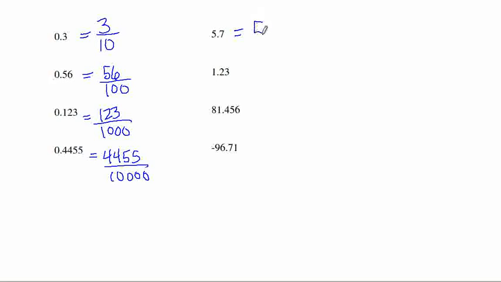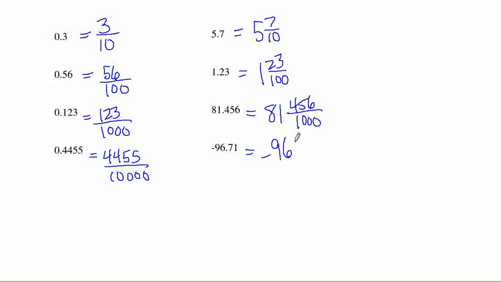5.7 is equal to 5 and 7/10. 1.23 is equal to 1 and 23 100ths. 81.456 is equal to 81 and 456 1,000ths. And minus 96.71 is equal to minus 96 and 71 over 100. Okay, so notice that some of the equivalent fractions were mixed fractions. Notice that they all involved a denominator that was a power of 10.